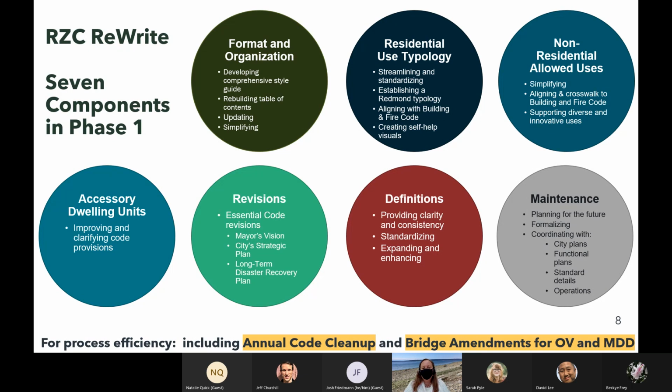These are the 7 components of the code, and I will go through each of these today. But as well, I mentioned earlier, for efficiency, we are including something called the annual code cleanup. That's an opportunity for fixing minor errors or inconsistencies in the code. And we are also including some bridge amendments in the Overlake and Marymoor Design District neighborhoods. We'll tell you more about these in a moment.